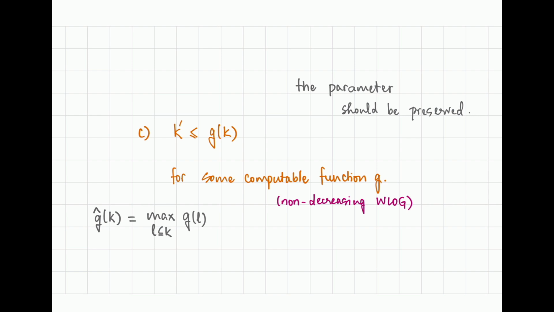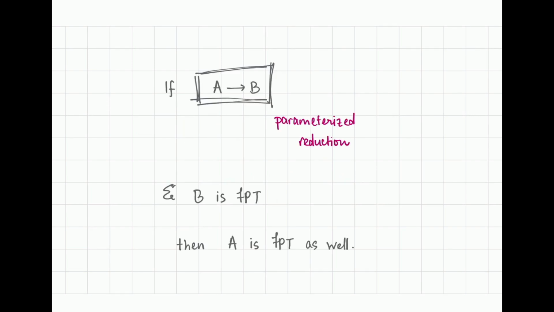So now, having done all the work of putting the definition together, let's confirm that we actually get what we want from it. So here is what we wanted all along. We wanted to be able to say that if there is a parameterized reduction from a parameterized problem A to a parameterized problem B, then if B is FPT, then we also conclude that A is FPT. And given that we set up the definition so that we are going to be able to say this, it's not surprising that this is true.